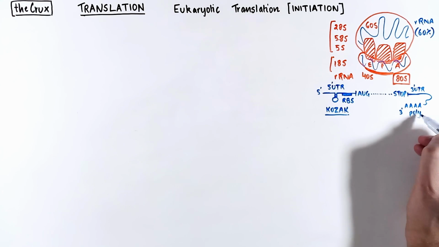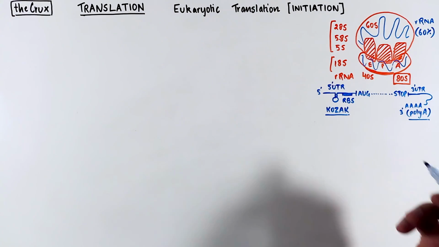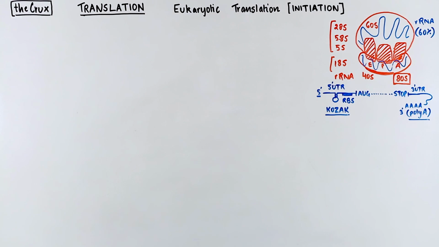The 5' end of almost all eukaryotic mRNAs has a 5' modification. You can learn all about these modifications in the transcription videos. The links are down in the description as well as on the cards above.